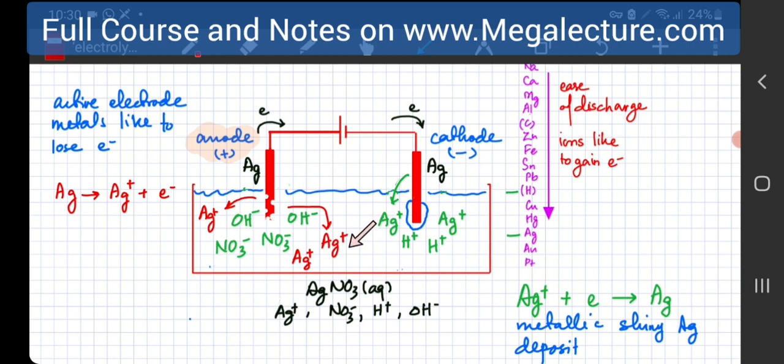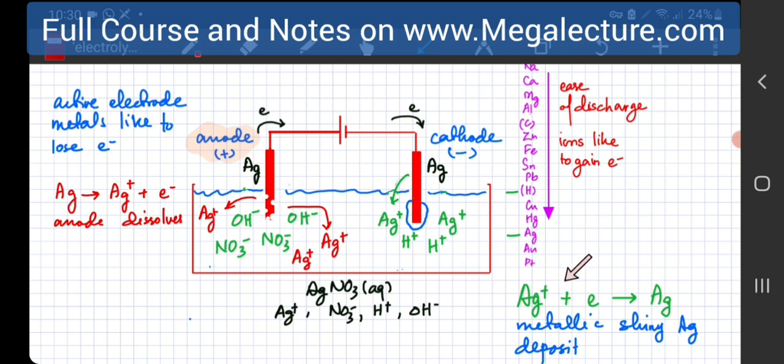And obviously these are positive ions, so they're going to get attracted to the cathode anyway. And when they go there, they're going to gain electrons, so they're going to form silver back again. So what is happening is that the anode dissolves slowly. It gets oxidized, it loses electrons. OH-1, NO3-1, nothing happens to them.